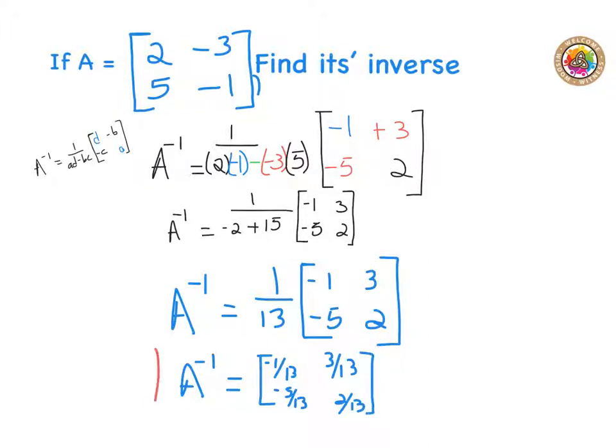Now, the amazing thing about the inverse of a matrix is that if I multiply a matrix by its inverse, I will get the identity matrix. So in a 2 by 2, we said that the identity matrix is 1, 0, 0, 1. So maybe pause the video and see if you multiply both those matrices together, will you get the identity matrix?